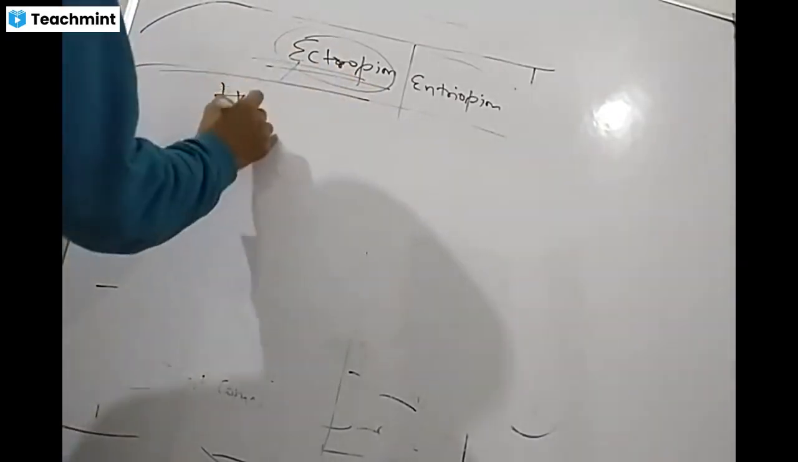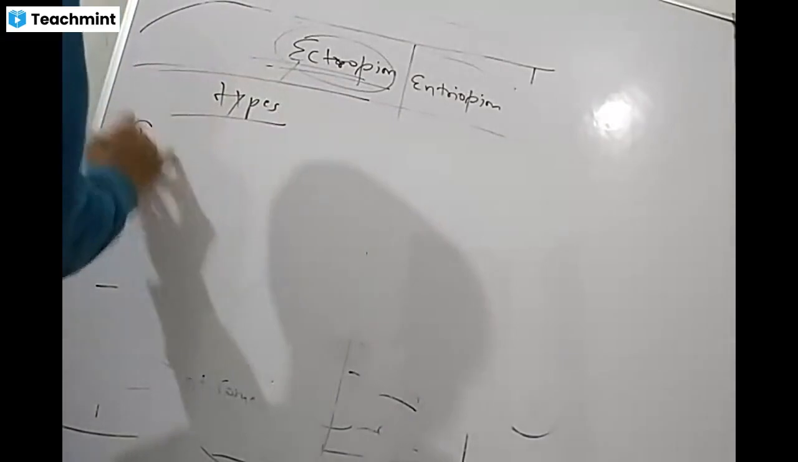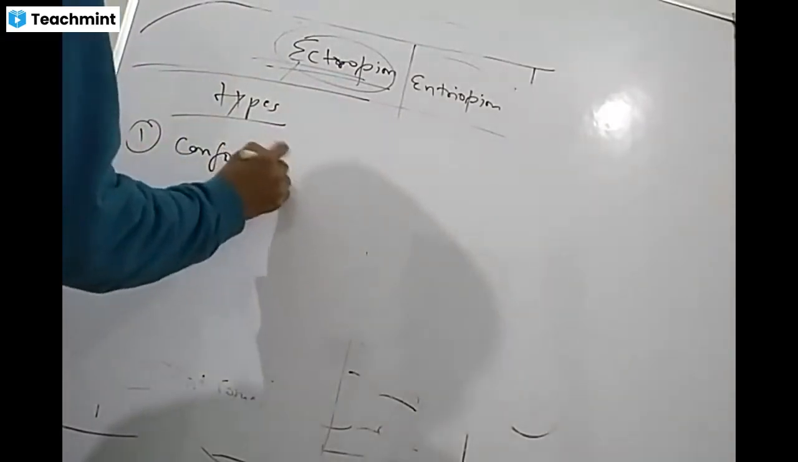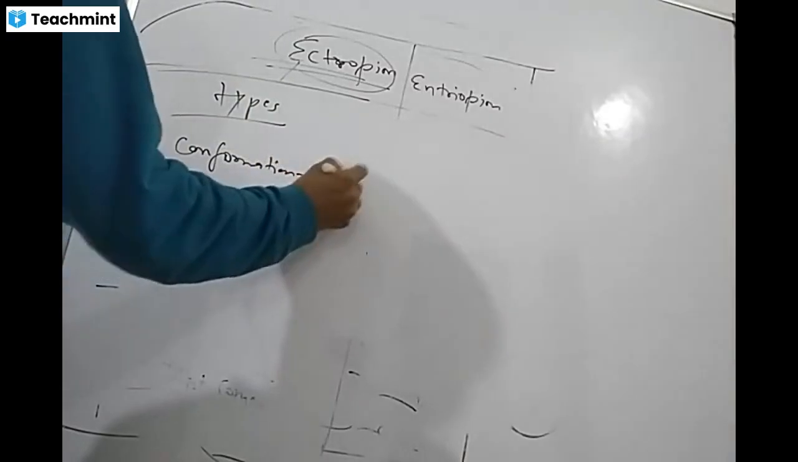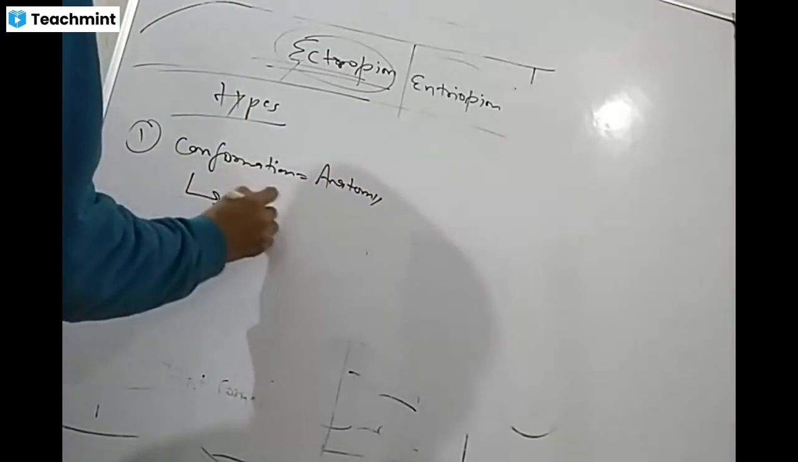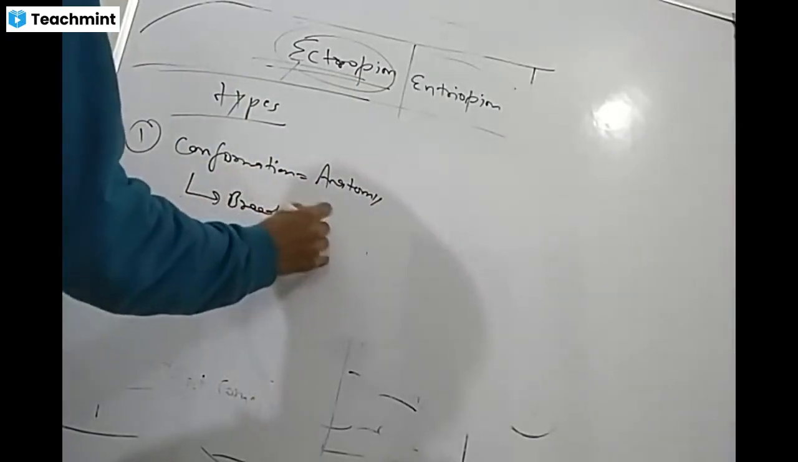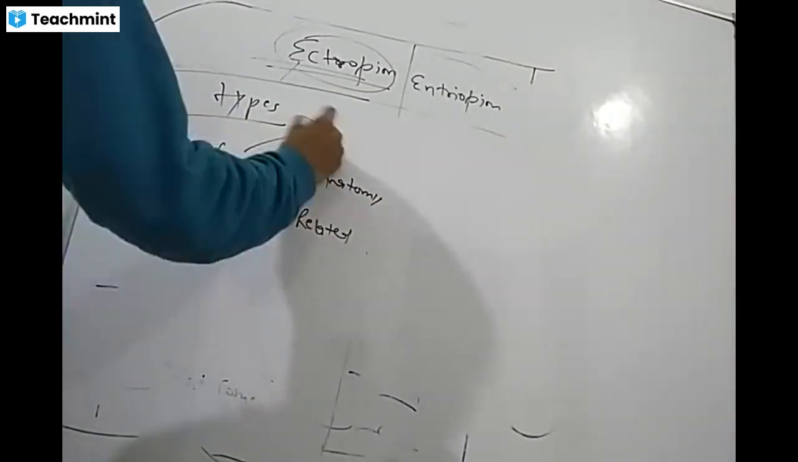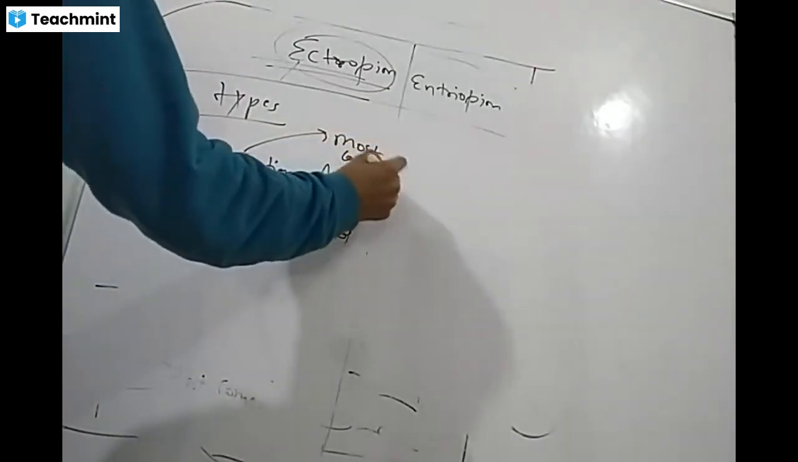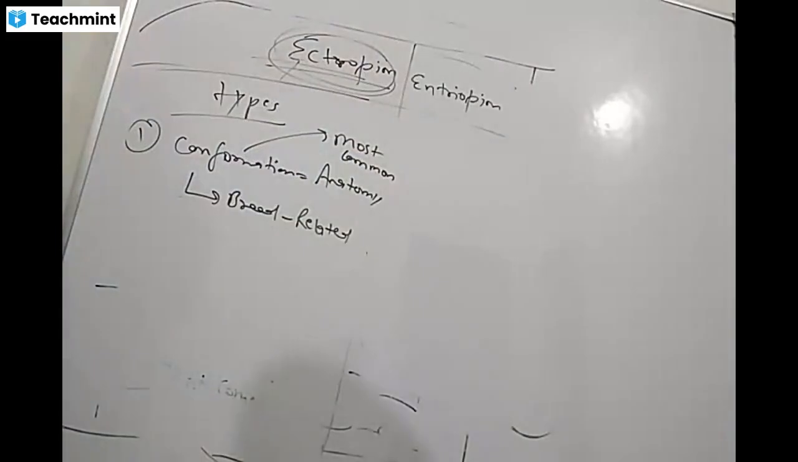Then ectropion types. Number one, conformational. Conformation means the basic anatomy, related with the breed, means breed related. This is the most common type of ectropion. The most common ectropion is the conformational or breed related.